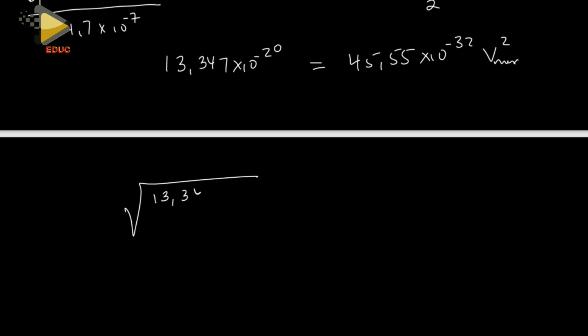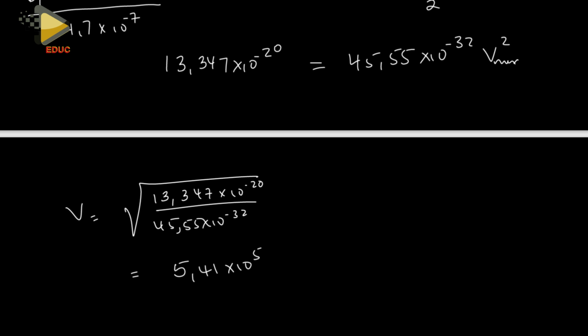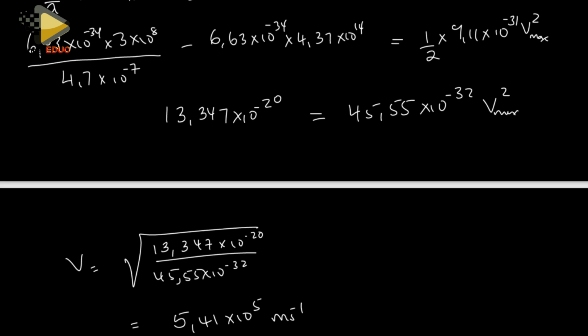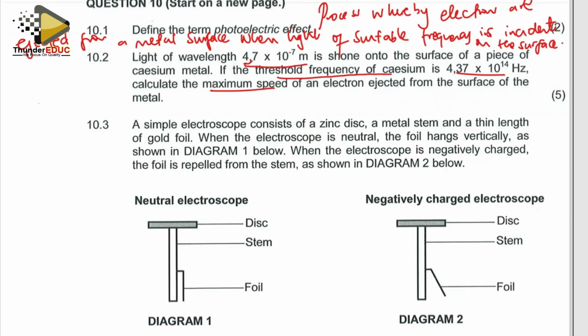So 13.347 times 10 to the negative 20 over 45.55 times 10 to the negative 32 will give me my Vmax. So that is 5.41 times 10 to the 5. That is meters per second. All right, so that is 10.2.